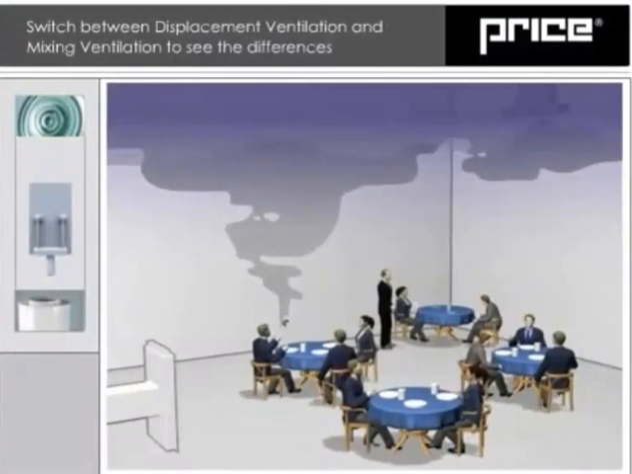Check out this interactive example for a better understanding of indoor air quality. Click the lever on the left to switch between displacement ventilation and mixing ventilation to see how it affects the contaminants that are coming from the smoker in the restaurant.